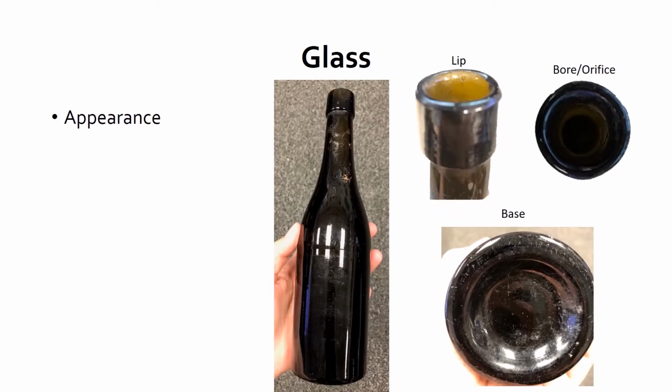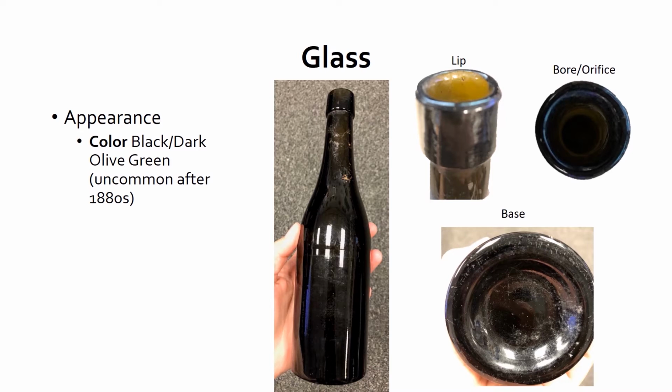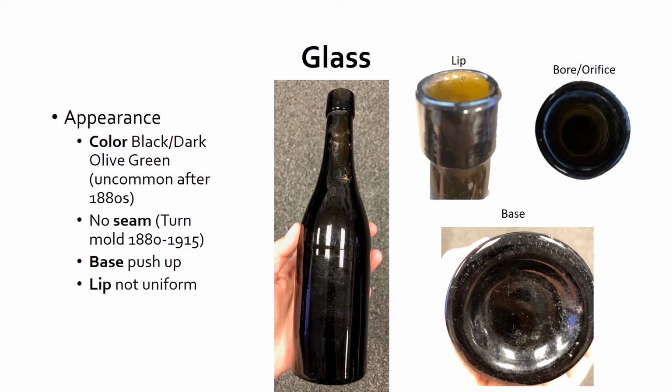And the overall appearance, you can start by the color. For example, this one was uncommon after the 1880s, so that gives us an idea that it's old. That there was no seam, but that was between the 1880s and 1915. It had a push-up base. The lip's not uniform. And the bore or orifice is not uniform. So this points to the fact that this is a historic glass bottle. With more information, we could find the actual date.